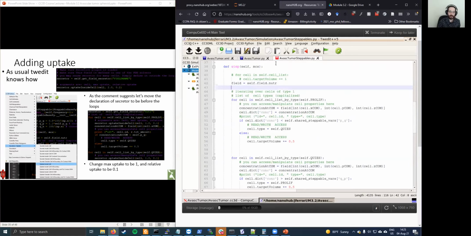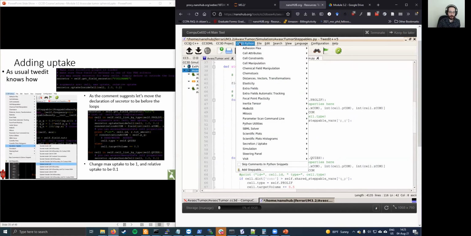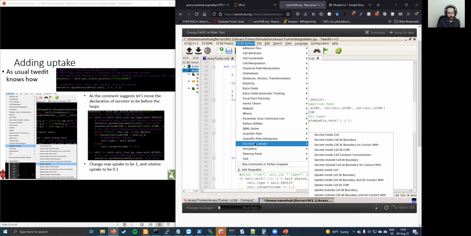And I want to do uptake. So here in CC3D Python, we have secretion uptake. Uptake is negative secretion from the point of view of the computer. And I'm going to uptake inside the whole cell.